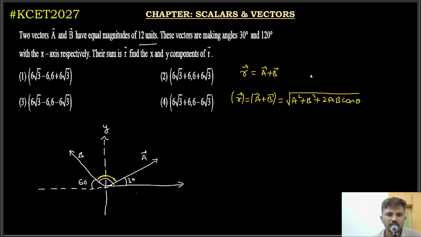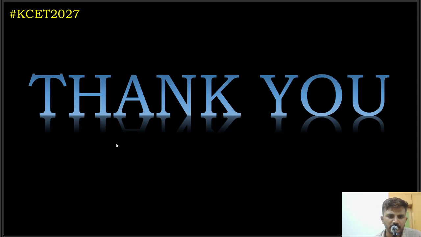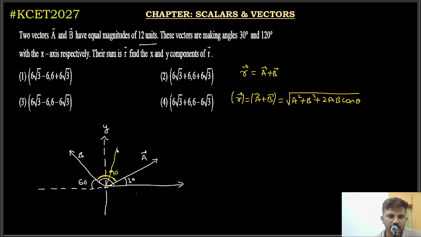Please try to solve this. Theta is this angle. 120 minus 30 is 90. Cos 90 is 0. Only the A square plus B square formula you will get. And the resultant will come somewhere here. Okay, and try finding this. Then find the x component and y component. You will get the answer. So if you get the answer, please text me in the comment section what is the correct answer. You just text me the option which is correct.